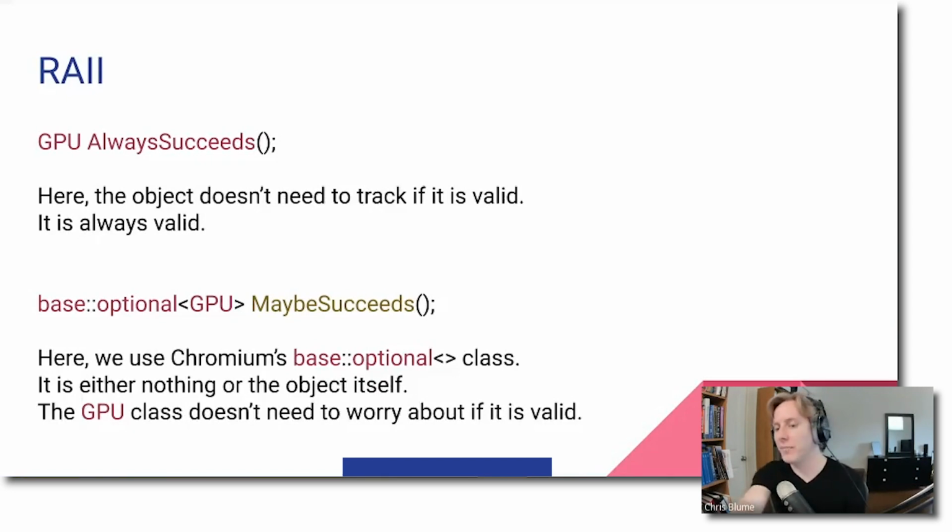Additionally, I mentioned this base optional is either the GPU you want or nothing. Maybe what we want is the GPU or an error code why it couldn't initialize. So you can make something like a pair to represent why it couldn't initialize. Or you could have an out parameter that's the error code. But just be aware of the idea of separating initialization and the resource itself.